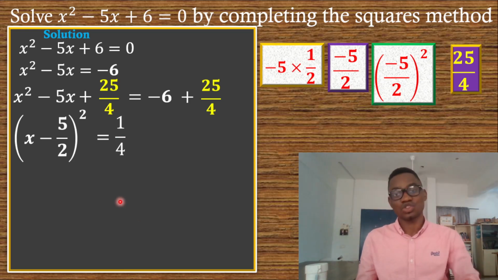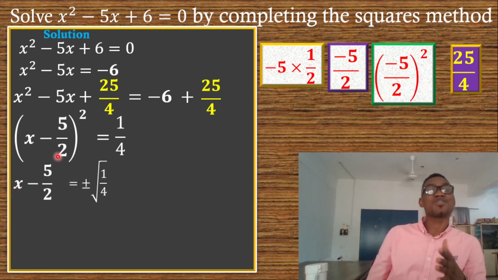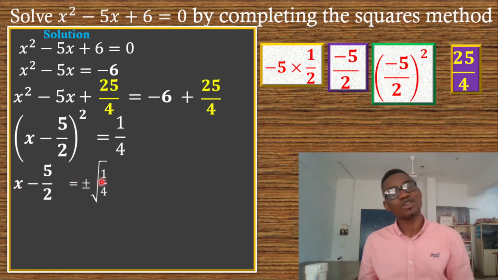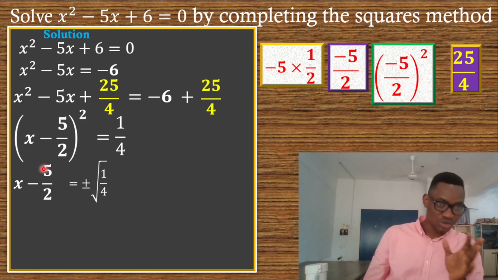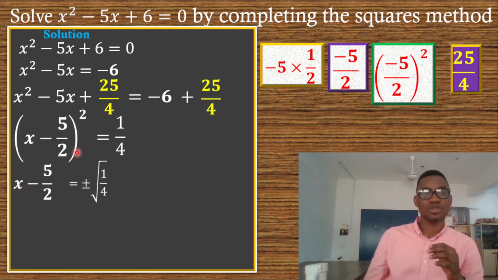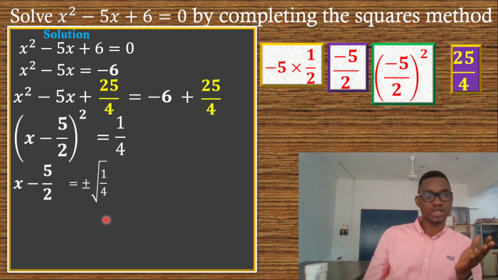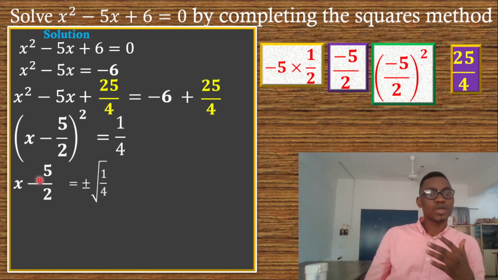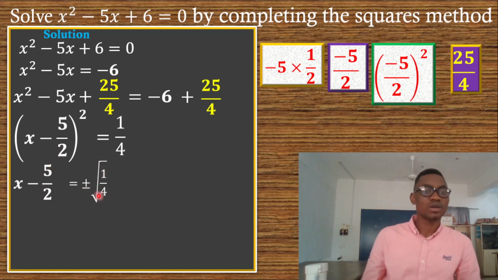So we have to take the square root of both sides, and that gives us x minus 5 over 2 equal to plus or minus square root of 1 over 4. All right? The square root of x minus 5 all over 2 all squared is just x minus 5 over 2. Of course, you know, square cancels square root, and vice versa. Okay, so let's proceed. At this point, we have x minus 5 over 2 equal to plus or minus square root of 1 over 4.